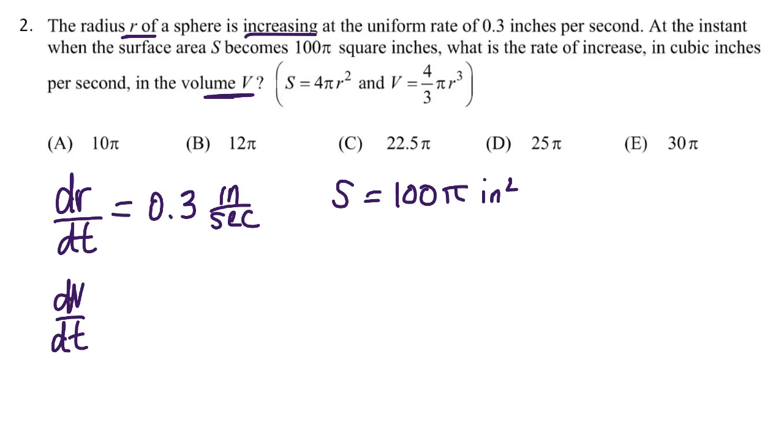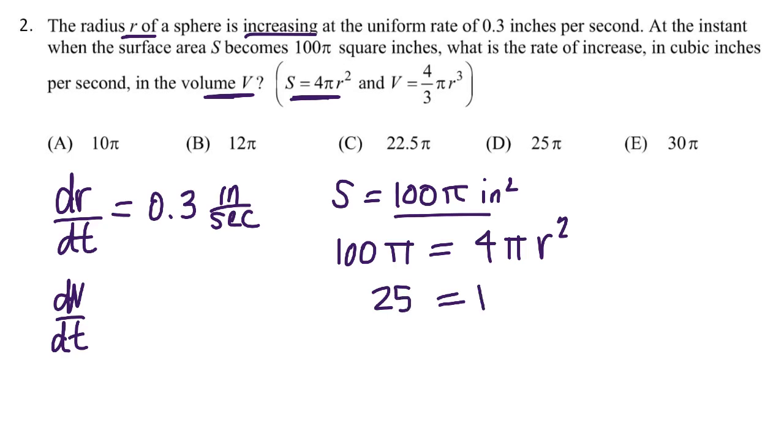Well, notice they gave us 2 particular formulas. And notice here the first one, surface area, S. Well, we've got S right here. So let's see, that's going to give us 100 pi inches squared equals 4 pi r squared. And it looks like from this we should be able to solve for r. If we divide both sides by 4 pi, that should give us 25 equals r squared. So I see pretty quick that my radius is 5.